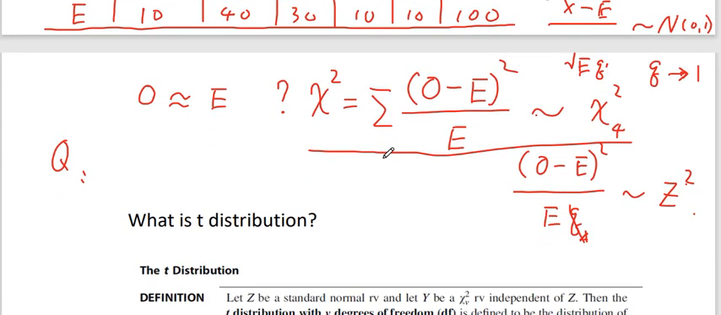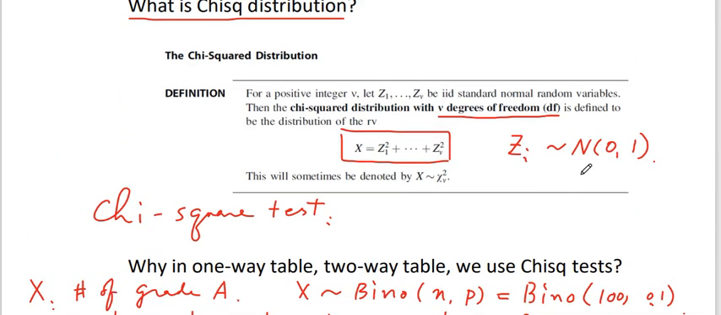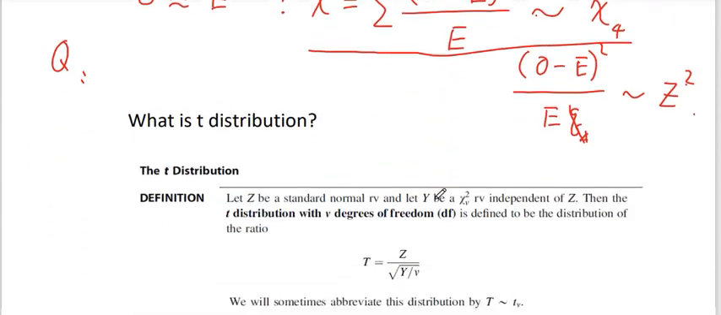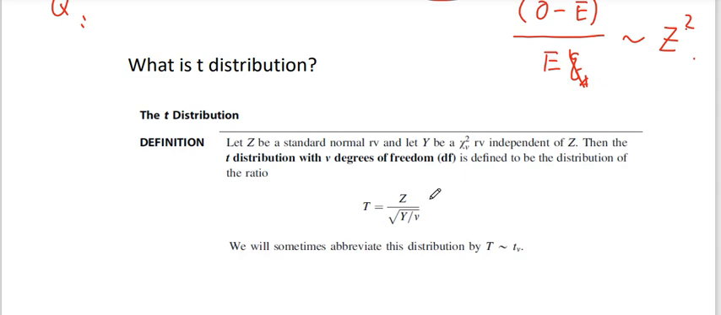So the chi-square distribution is just like this, right? It is a summation of squared standard normals. Once we understand this, we can move to the t distribution. So what is the t distribution? Here's the definition: T is a standard normal divided by the square root of Y, where Y is chi-square.